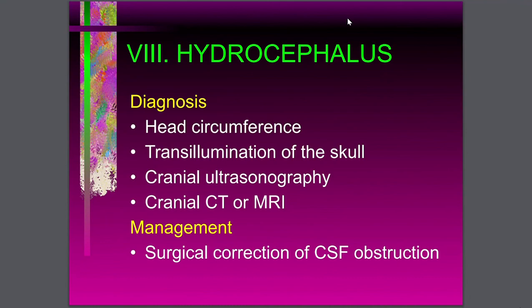So management, surgical correction of the CSF obstruction. So a ventriculoperitoneal shunting may be done. A third ventriculostomy may be done if there is obstruction in the aqueduct of Sylvius, or a tube ventriculostomy may be done. No? A tube is inserted into the ventricles to drain out the cerebrospinal fluid. Next slide, please.